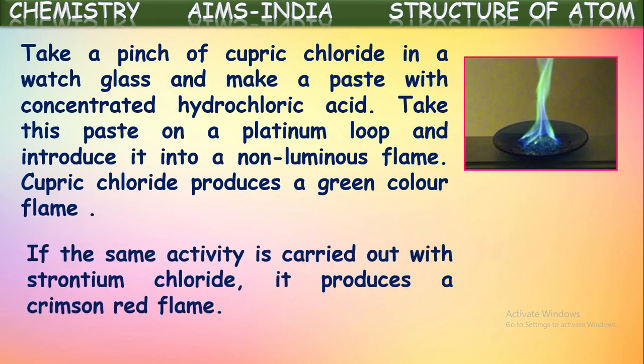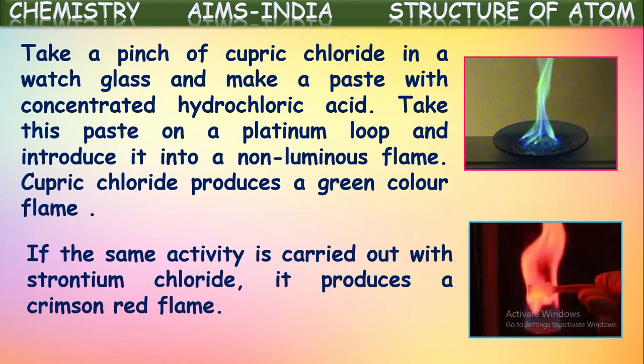Instead of this, if you take the same quantity of some other substance like strontium chloride, it produces a different color. Here strontium chloride produces a crimson red flame. If we take calcium chloride, it burns with a brick red color. If we take a barium compound, it burns with an apple green flame. In this way, each substance will burn with a different colored flame.